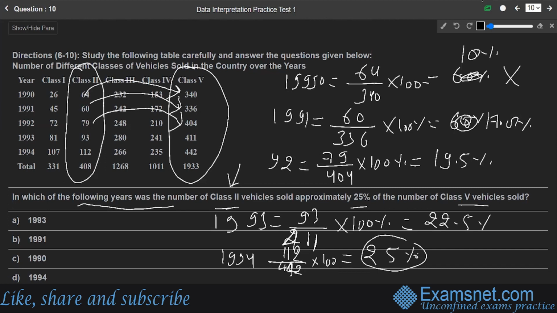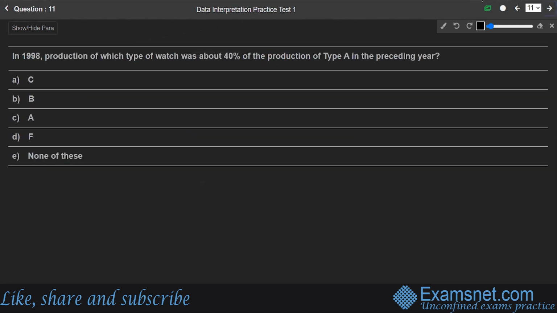112 is what percent of 442, so it is... 448 would have been the right value, so it is close to 25%. So this becomes the right answer. For 1994, we are getting the answer as 25%. Okay, now let's go for the next one.